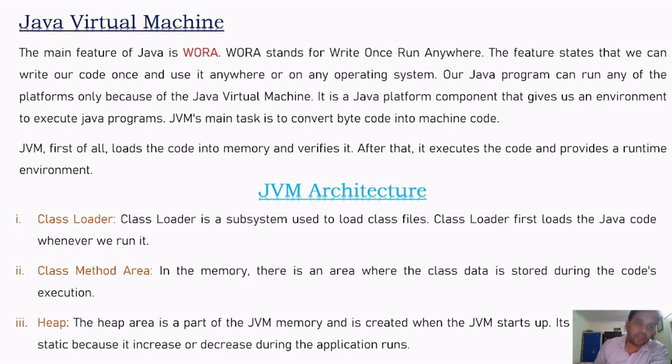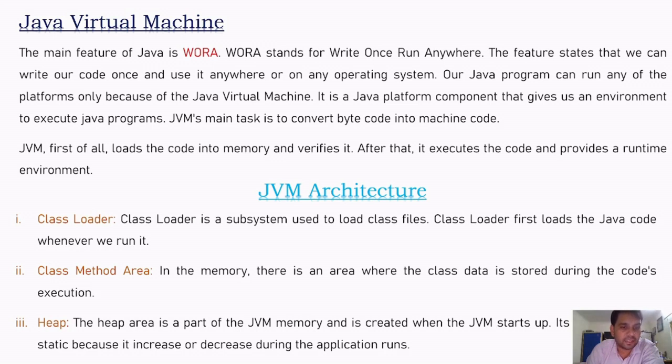Once the code is verified and it is wrong, an error message will be immediately delivered to the user. So JVM architecture consists of class loader, class method area and heap. The class loader is a subsystem used to load class files. It first loads the Java code whenever we run it. The loading of the code into the Java virtual machine for verification is done by the class loader.